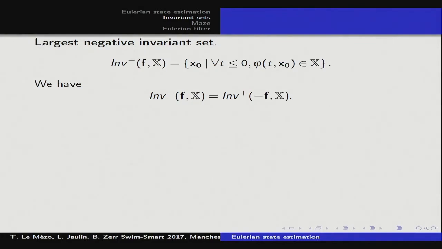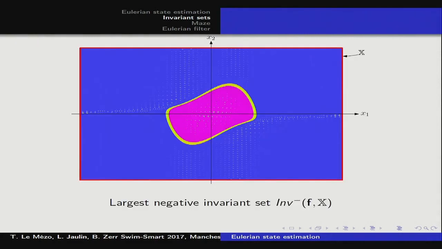Okay. So now I can define the largest negative invariant set. And for this, I get it from the positive invariant, just by replacing f by minus f. So it means that I consider the trajectory in backward order. This corresponds to the largest negative invariant set related to the Van der Pol system. It means that if I am in the magenta zone, I will stay, I will never go to the blue area.